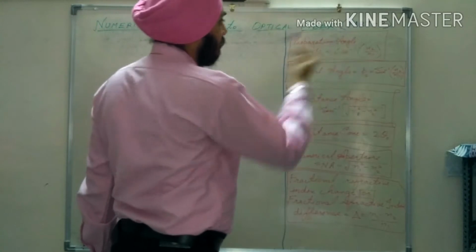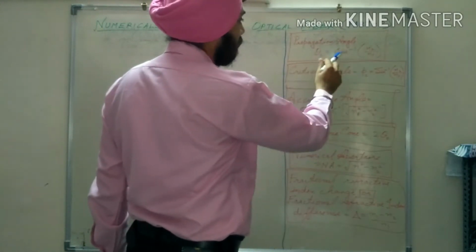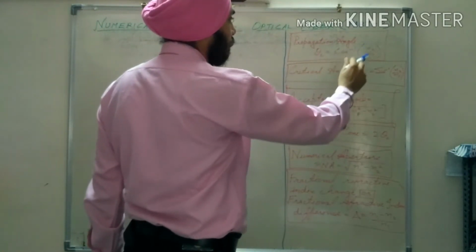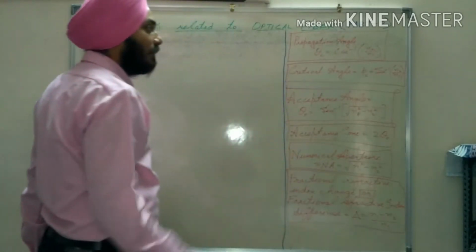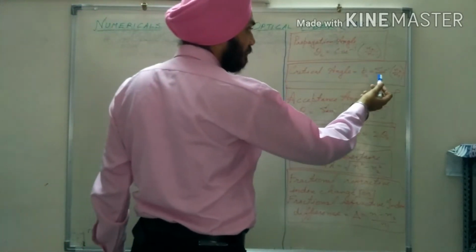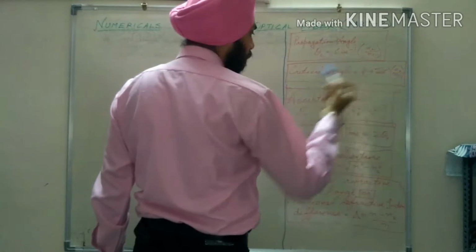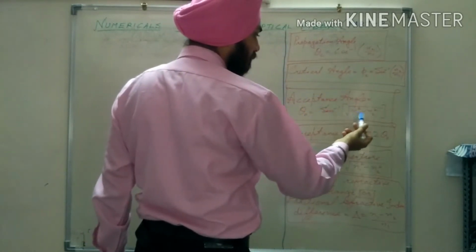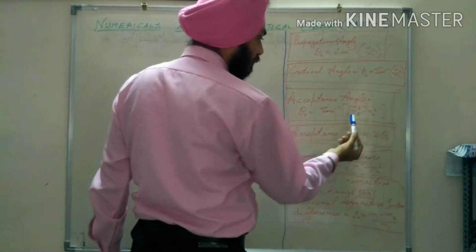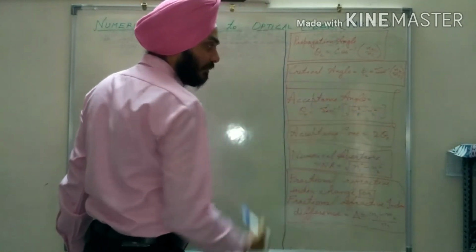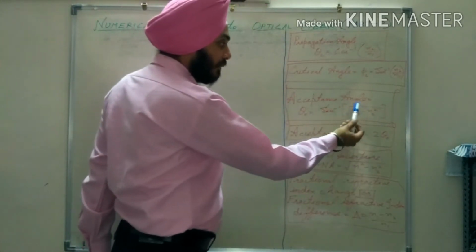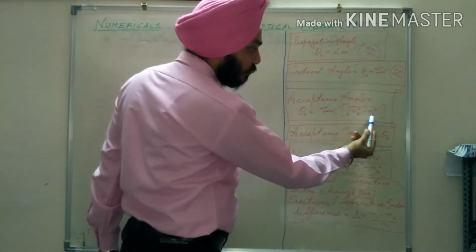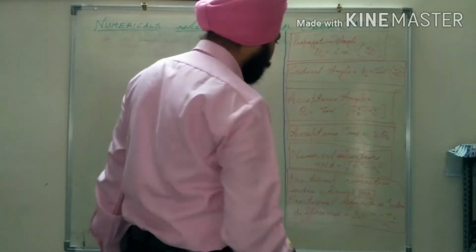First is propagation angle, theta c, that is equal to cos inverse n2 by n1. Next is critical angle, phi c, that is equal to sine inverse n2 by n1. Acceptance angle, theta naught, is sine inverse root n1 square minus n2 square. Here the symbols have their usual meanings. Here n1 is the refractive index of the core, n2 is the refractive index of cladding.